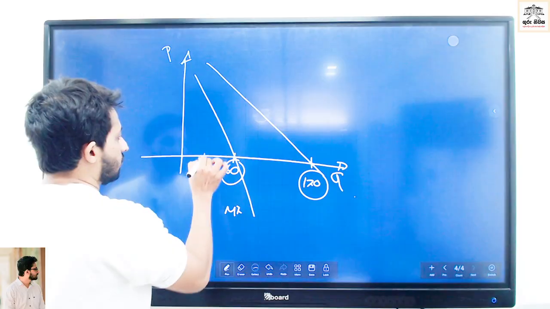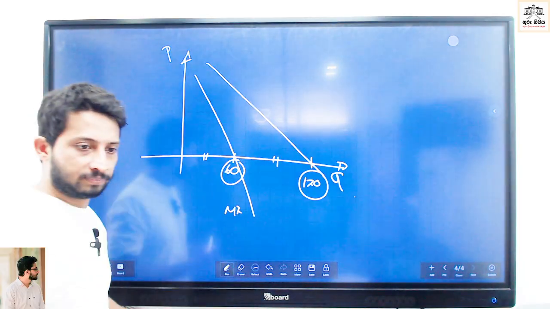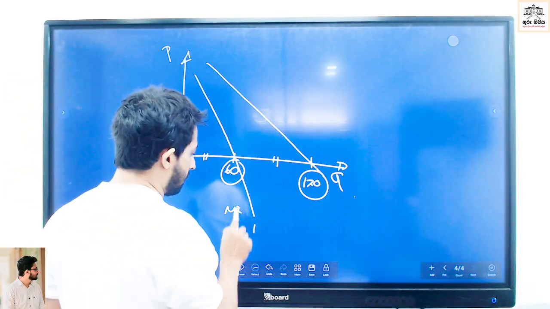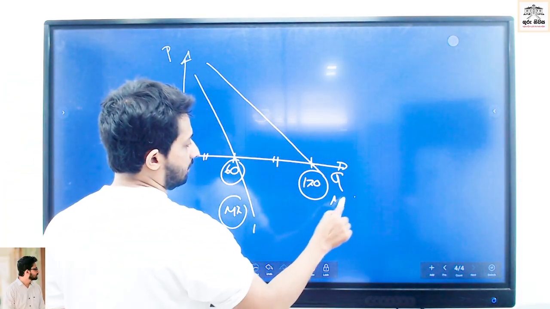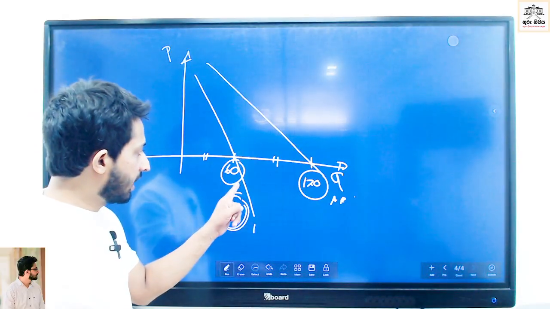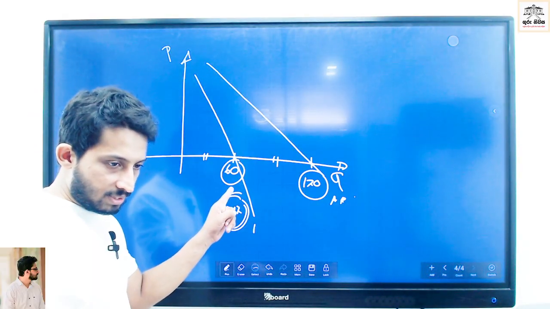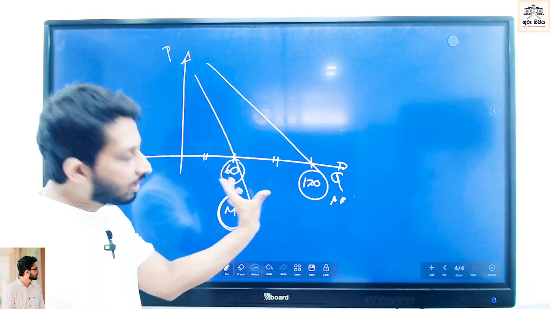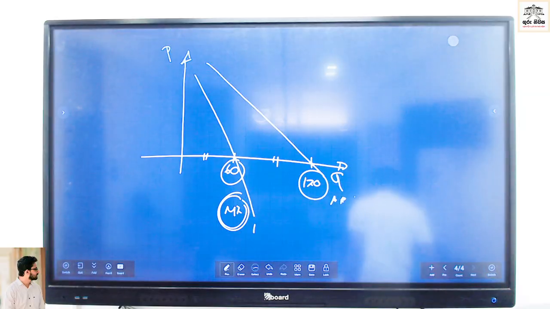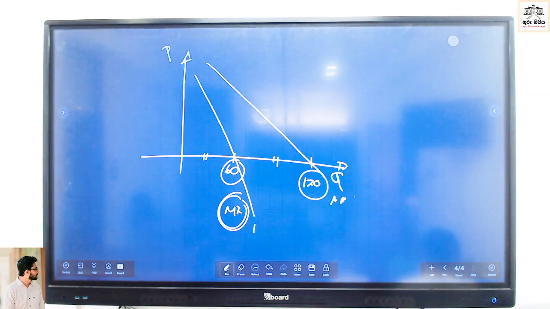These two distances are equal. This is MR, this is AR. The MR curve intersects the quantity axis at half of AR. You get what I said? Clear? Yes, sir. Okay, right. Done.